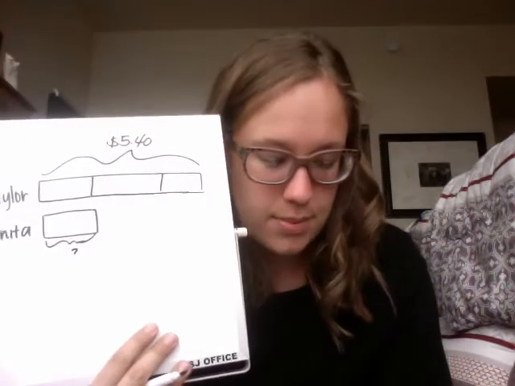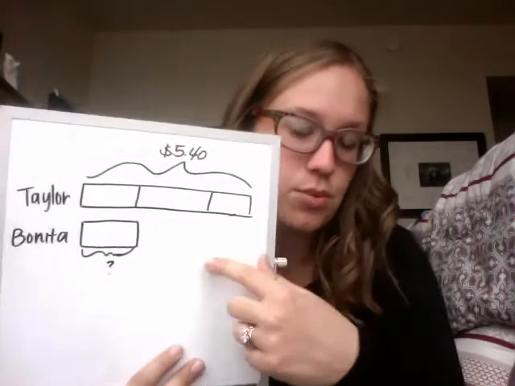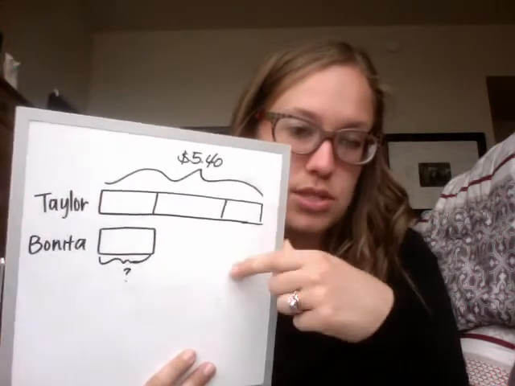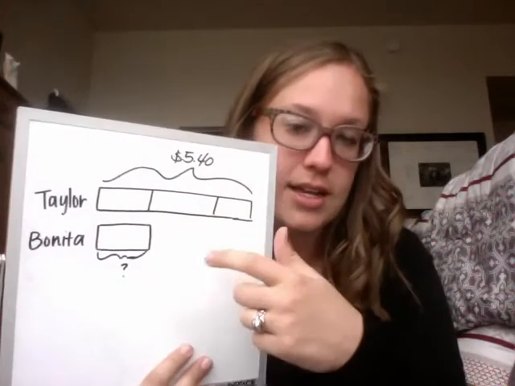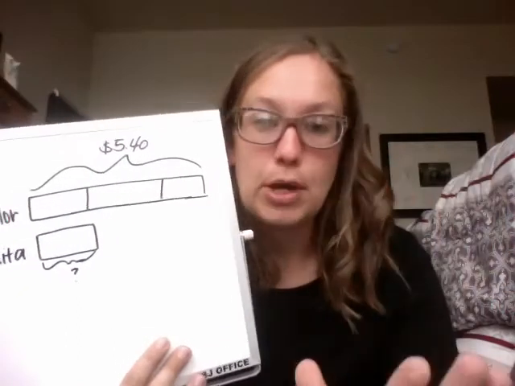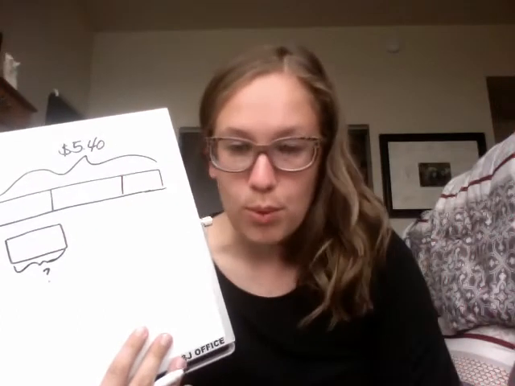We still won't be done with the problem, right? Because it wants to know how much more money Taylor has than Bonita. So once we figure out how much Bonita has, we have to do some subtraction to see how much more Taylor has than Bonita. So how about you do this on your own, on a piece of paper, whiteboard, whatever. I'll do it over here, and then we'll compare answers. So do all of it. Figure out the very final answer, and then we'll compare.